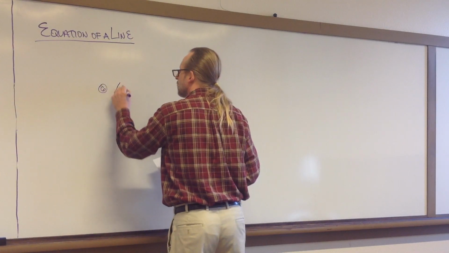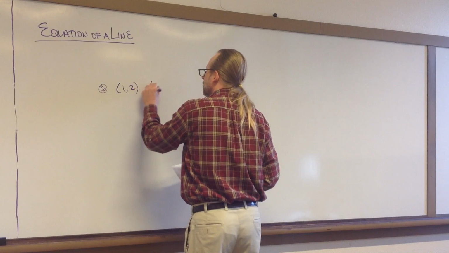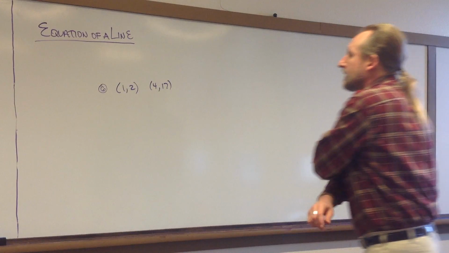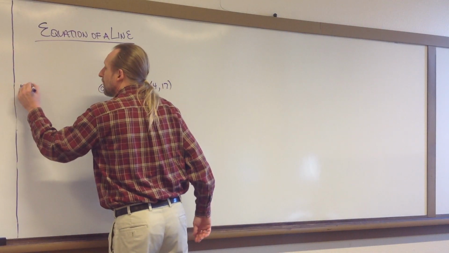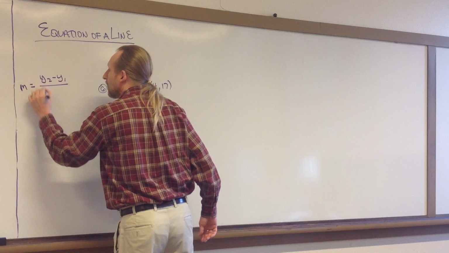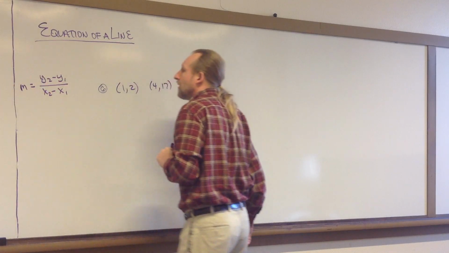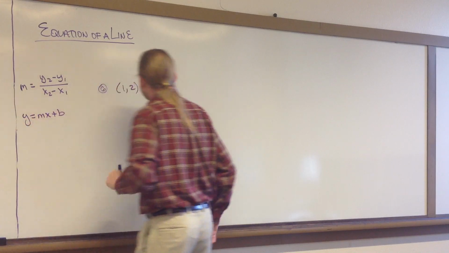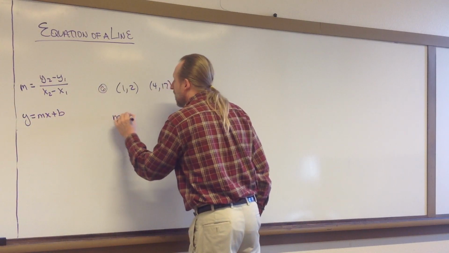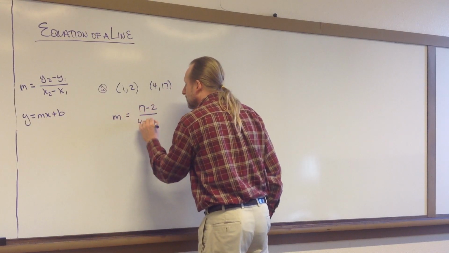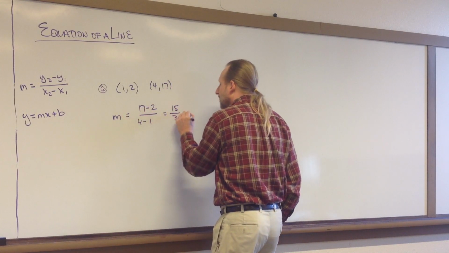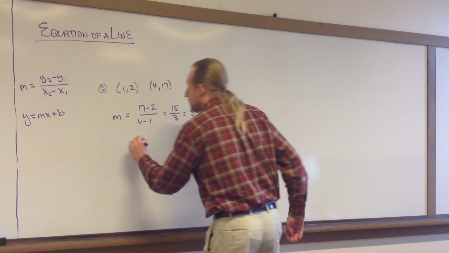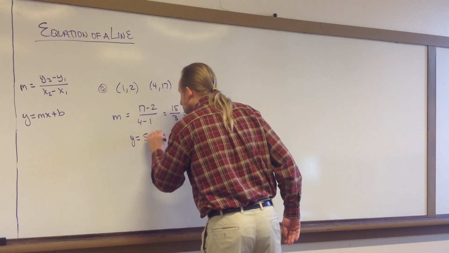We've got the 2 points (1, 2) and (4, 17). Remember, you've got the formula for the slope, y2 minus y1 over x2 minus x1, and the slope-intercept form, y equals mx plus b. So let's find the slope here. This is going to be 17 minus 2 on the top, and 4 minus 1 on the bottom. And so that gives us a slope of 5. So our equation is going to say y equals 5x plus b.